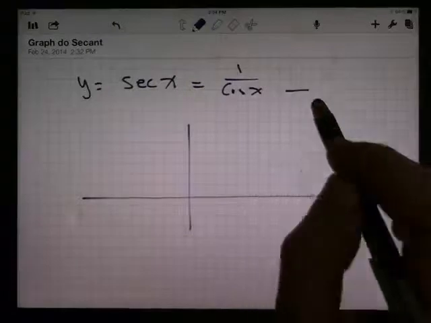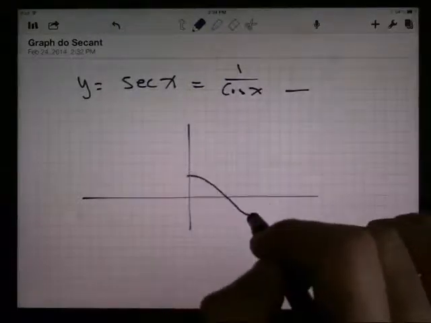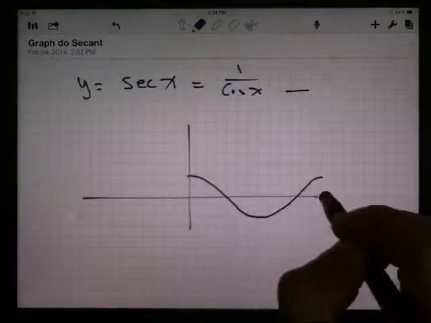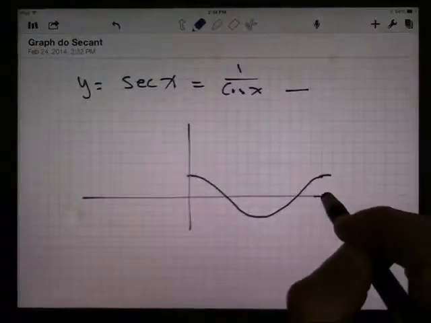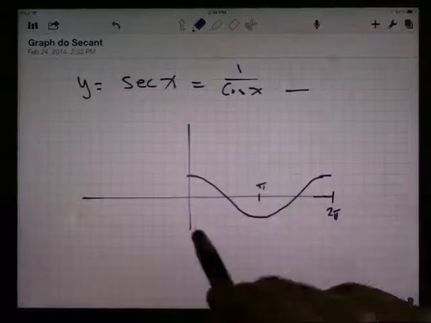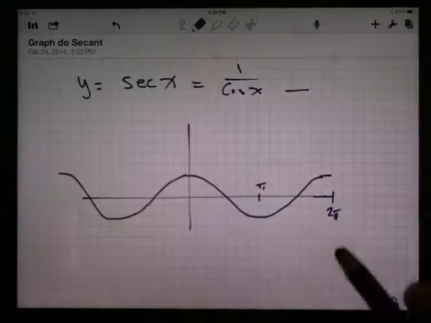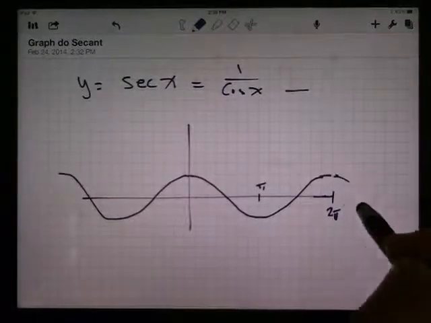So in blue here, I'm going to do the cosine curve. Starts up at 1, goes down to -1, comes back up to 1. That was 2 pi right there. So pi was right here. And it does the same thing on the other side. Right? And of course it continues on.